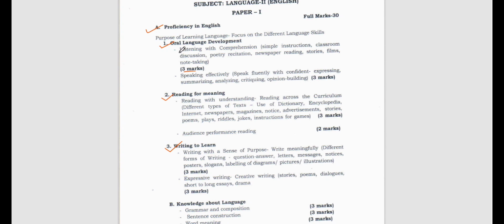So this was about listening. Now the next one is about speaking, right? The third one is about reading, and then this one is about writing. These are the 4 language skills. I think you are able to make out now: LSRW, right? Listening, speaking, reading, and writing.